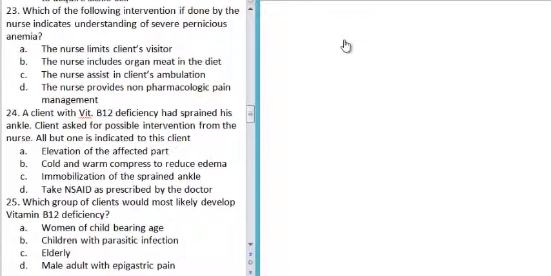Next, 23. Which of the following interventions, if done by the nurse, indicates understanding of severe pernicious anemia? Severe pernicious anemia means there is a deficiency in vitamin B12. If there's vitamin B12 deficiency, there's a nerve problem, especially coordination. And the patient has problems with balance. Therefore, letter C is the answer. Because the nurse assisting a client on ambulation knows that the client has problems with balance. C is the answer. Next.